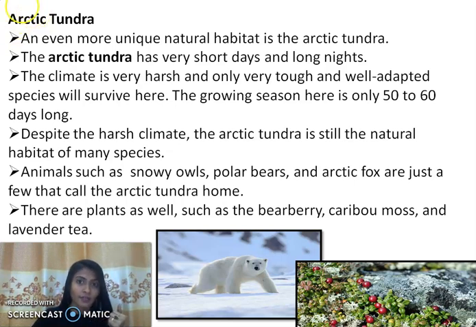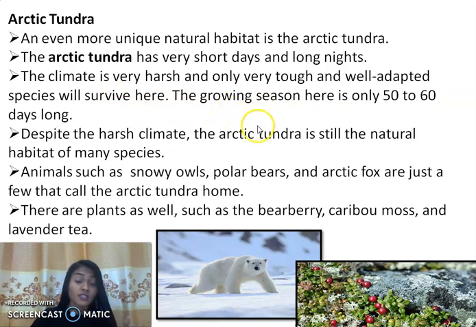We know that, right? The Arctic tundra has very short days and long nights. The climate is very harsh, and only very tough and well adapted species will survive here. In the desert, unique species can survive because it is somewhat easier in comparison to the Arctic tundra. But in this very tough temperature, in the minus, totally filled with ice and glaciers, only well adapted species will survive here.